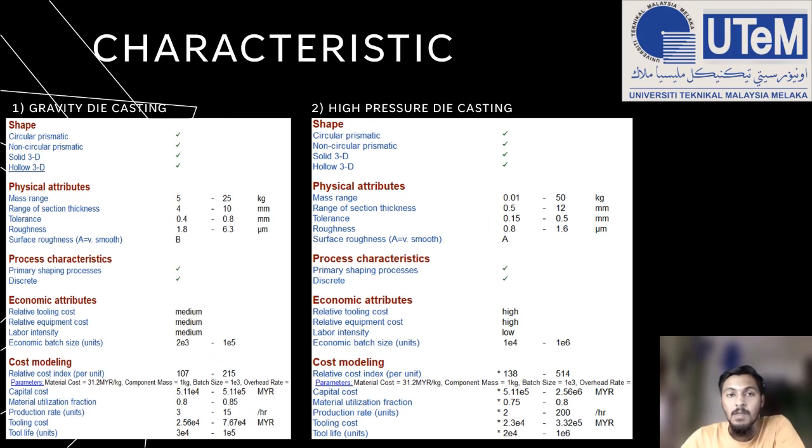Last but not least, let's take a look at the characteristic of the die casting. The first one is gravity die casting, which consists of the shape, physical attributes, process characteristic, economic attributes and also the cost modeling. For the second one, high pressure die casting also consists of shape, physical attributes, process characteristic, economic attributes and also cost modeling.